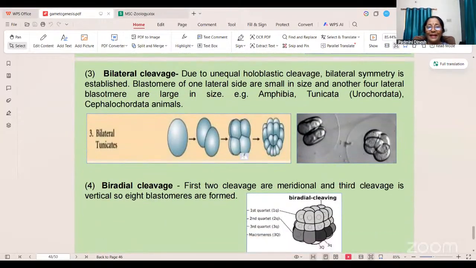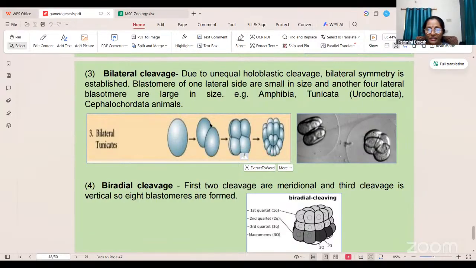Then the next one is bilateral cleavage. So what is a bilateral cleavage? Due to unequal holoblastic cleavage, bilateral symmetry is established, and the blastomeres of one lateral side are smaller in size and those of the other lateral side are larger in size.